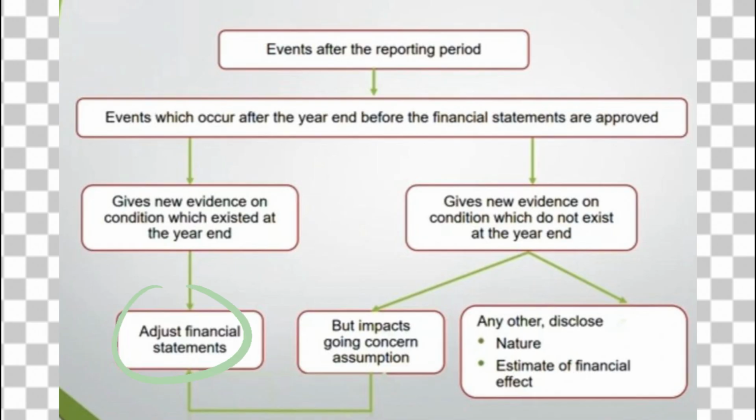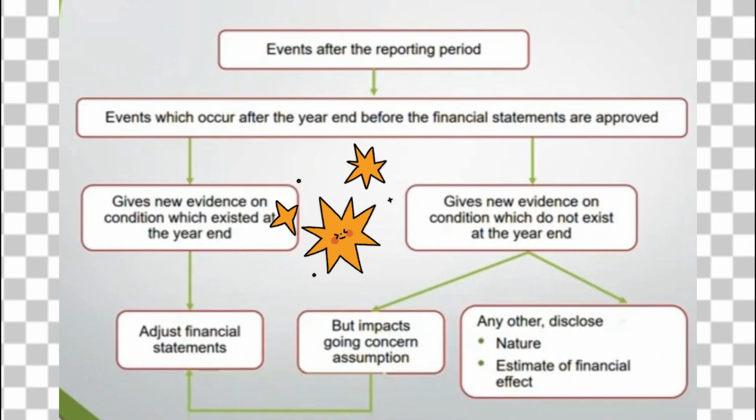Adjusting events are those that provide additional evidence about conditions that already existed at the reporting date, which means the financial statements should be adjusted to reflect this new information. For example, if a customer who owed money at the year-end goes bankrupt shortly after, this confirms the receivable was already impaired at the reporting date, so the company should adjust its accounts and recognize a loss.